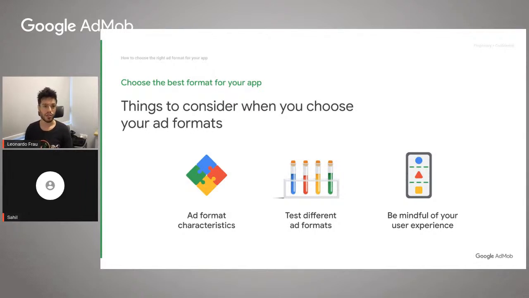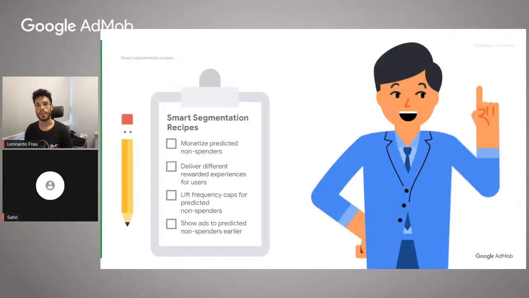eCPM, just as FYI, is generally higher for rewarded video, rewarded interstitial, and app open ads.